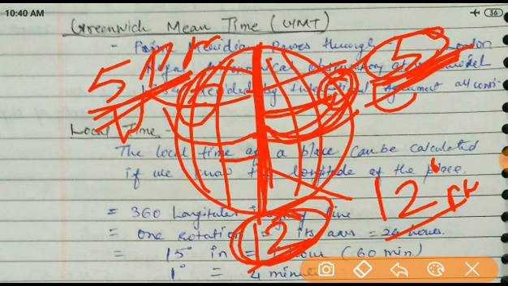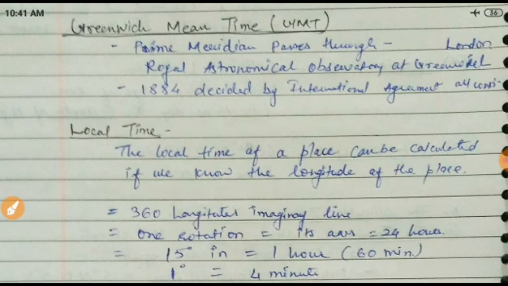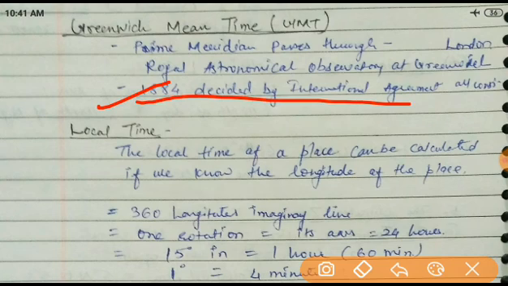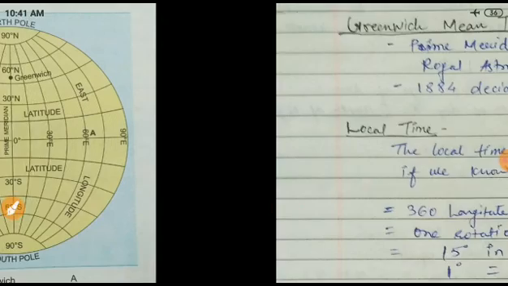So this is the Greenwich Mean Time. It is called GMT, Greenwich Mean Time, and in 1884 it was decided by international agreement. So I hope it is clear what the Greenwich Mean Time is.